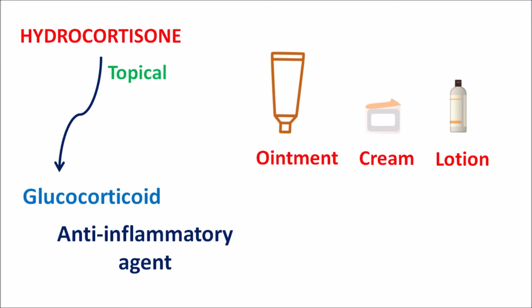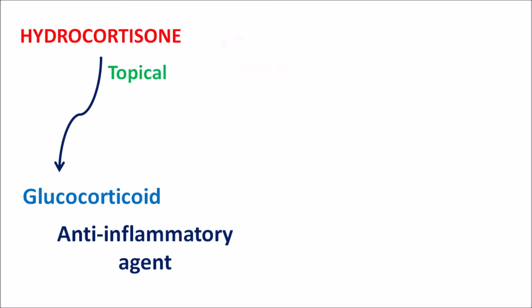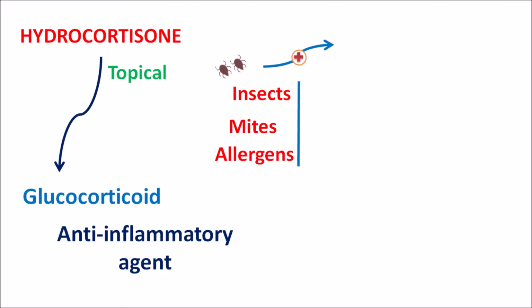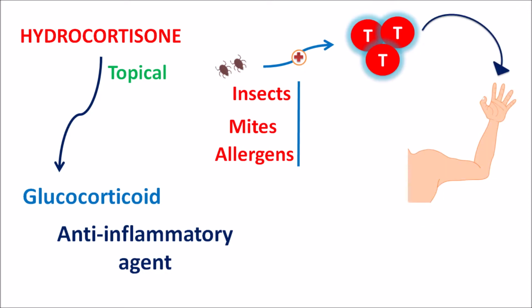But today in this video we are going to see how this hydrocortisone is used by topical route. So small insects, dust mites or allergens, when they fall on the skin, they produce some inflammatory reactions. These foreign particles can stimulate the immune response which produces the inflammation. Due to the stimulation of T cells, inflammation on the skin is going to be increased, resulting in the redness of the skin, increased swelling affecting the different parts of the body.